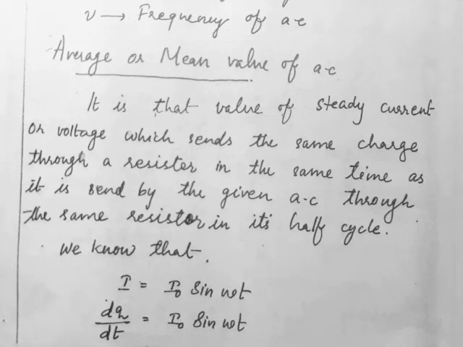It can be the voltage or average current, both it can be. So it is that steady value of current which sends the same charge through a resistor in the same time as it is sent by an AC through the same resistor in its half cycle. In its half cycle means from 0 to T by 2.